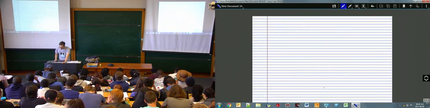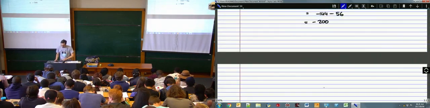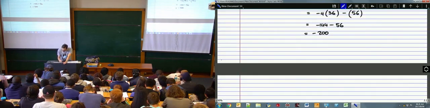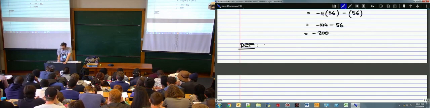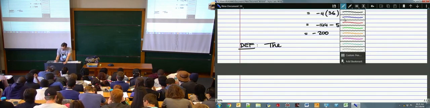So I want to start with the definition here, and this is something which I mentioned yesterday but didn't actually write down. So the transpose.